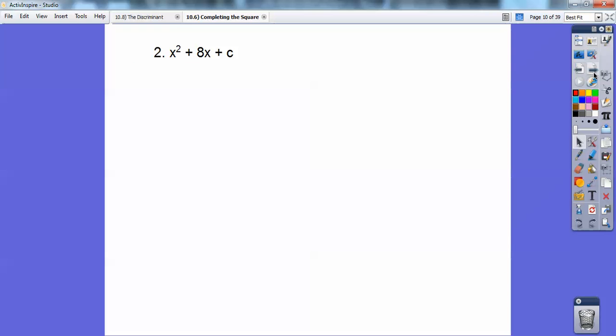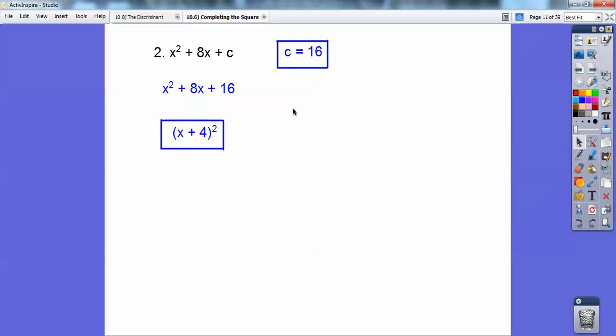Okay, let's try it again with this one. Half of 8 is 4. 4 squared is 16. So C equals 16. So when I plug in 16 right there, it factors to x plus 4 squared. Notice that's the square root of this, and this is the square root of that. All right, nice and easy, right?